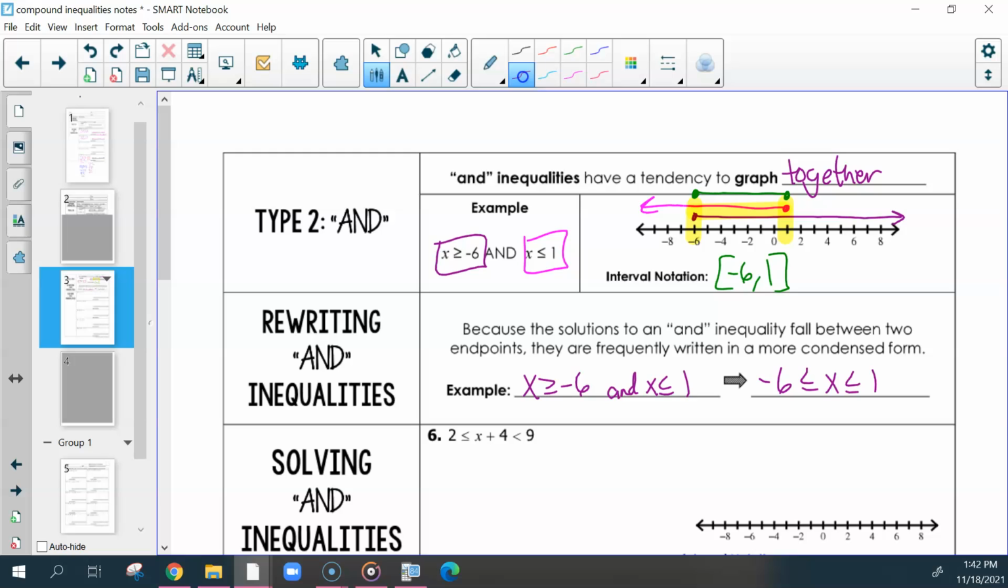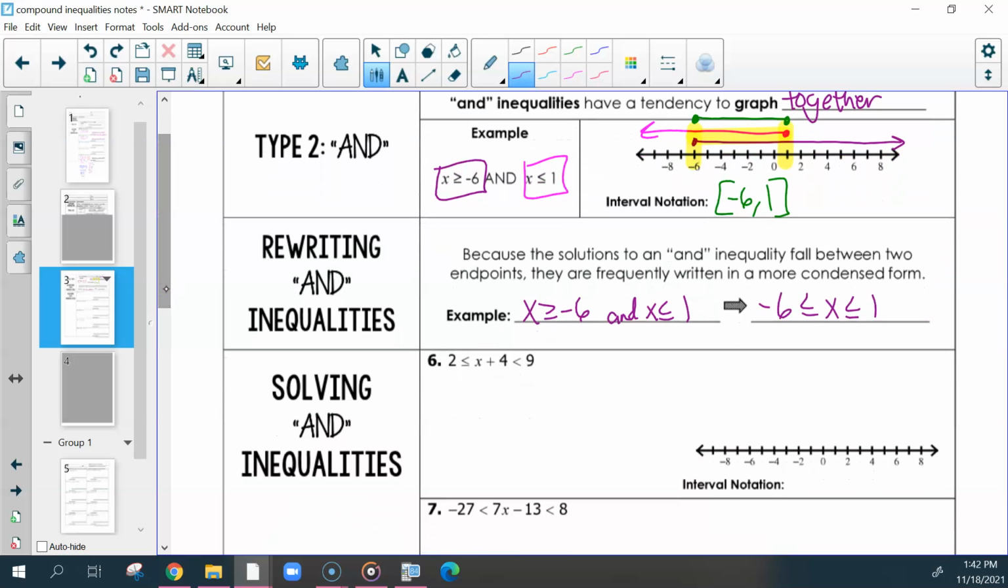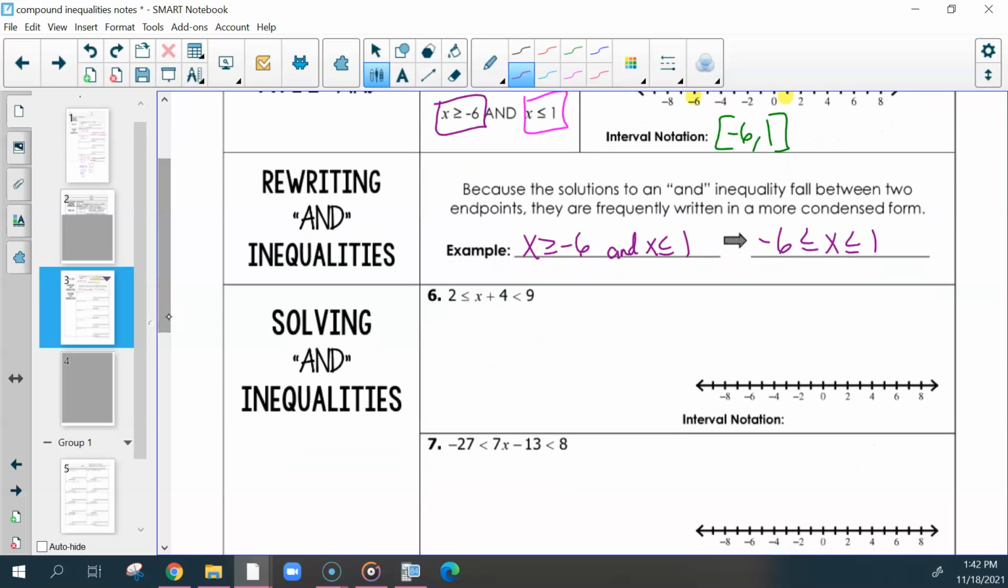So now that we've talked about how you would graph those types of equations, let's talk about how we would solve them. So for number 6, we would take what's in the middle, you're going to solve it, but when you solve it, you're going to do it to both sides. So I'm going to subtract 4, but when I subtract 4 to the other side, I'm going to subtract 4 here and here. So that's going to give me -2 is less than or equal to x, which is just less than 5.